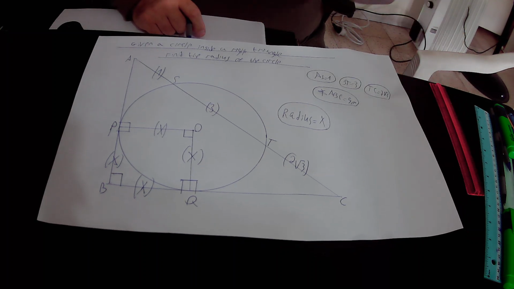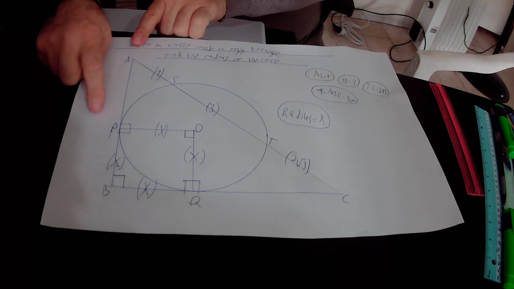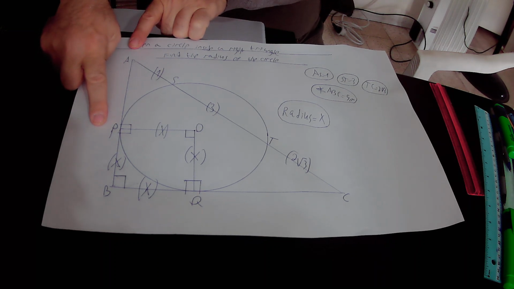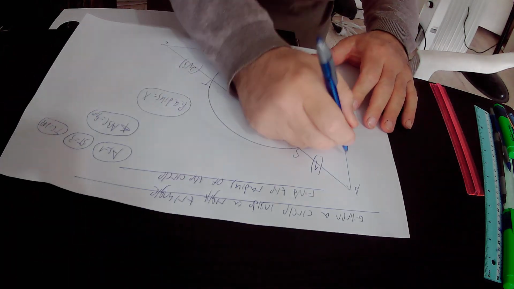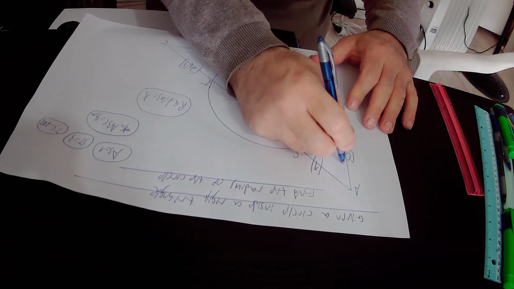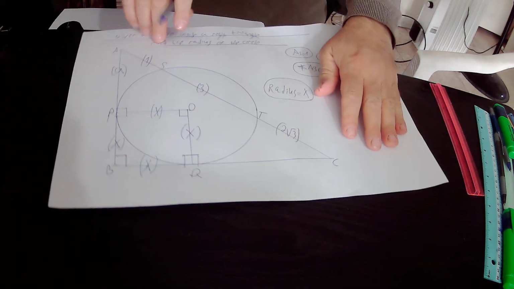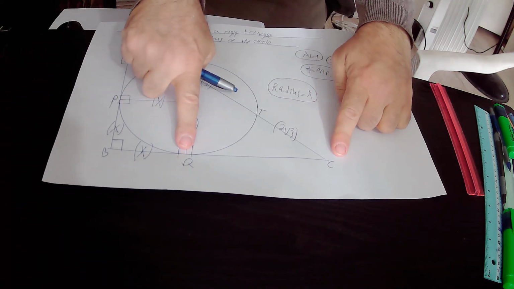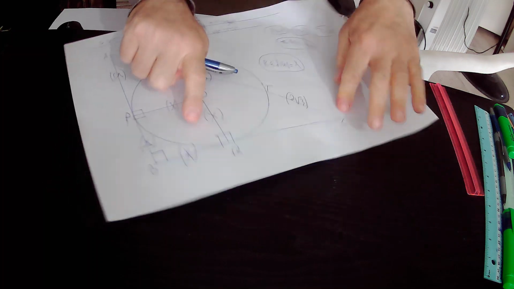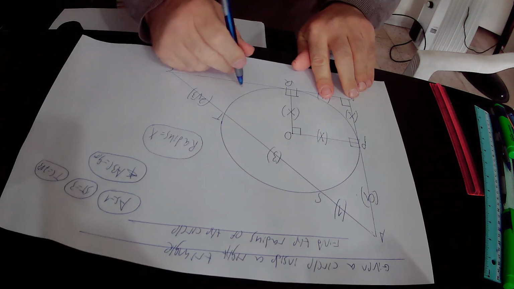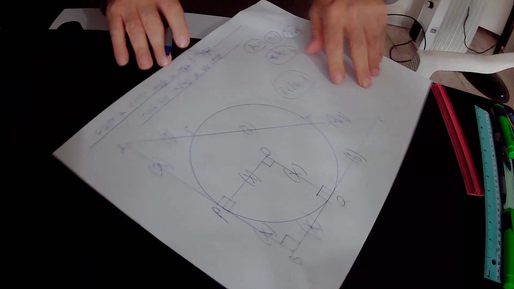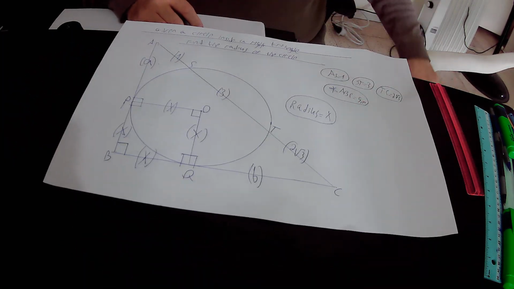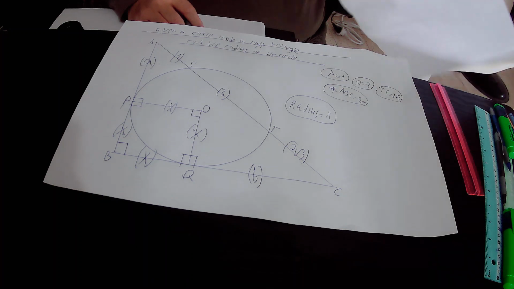In the next step, we define the length of this line segment AP as A. And we define the length of this line segment QC as B. Here we can implement rule 10. I'll repeat quickly on rule 10.